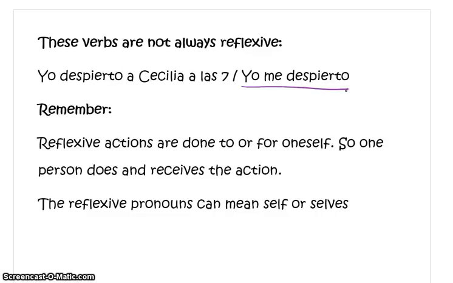So please remember that reflexive actions are things that are done to or for oneself. One person both does and receives the action of a sentence. And reflexive pronouns, the me, te, se, nos, os, and se, take the place of the word self or selves in the English pronouns.